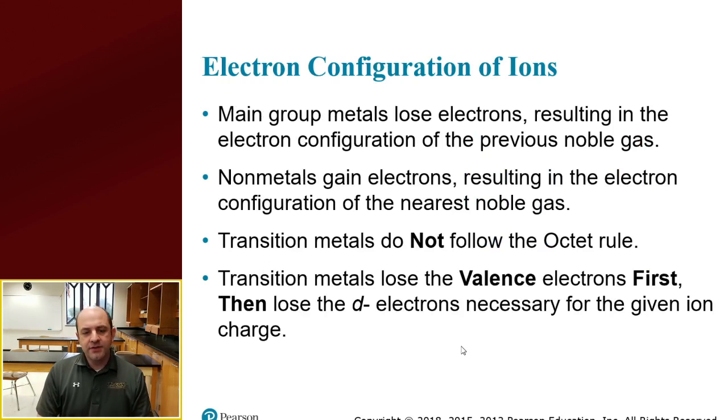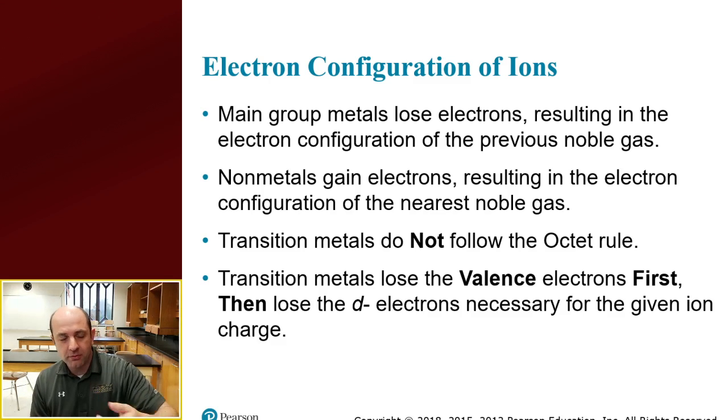All right, for ions, we talked a little bit about this in earlier chapters, but just to reinforce, the main group metals will lose electrons. They form their cations. They go back to the previous noble gas. Nonmetals are going to gain electrons to get to the next noble gas and fill in the missing p orbital spots. Transition metals tend to not follow the octet rule.